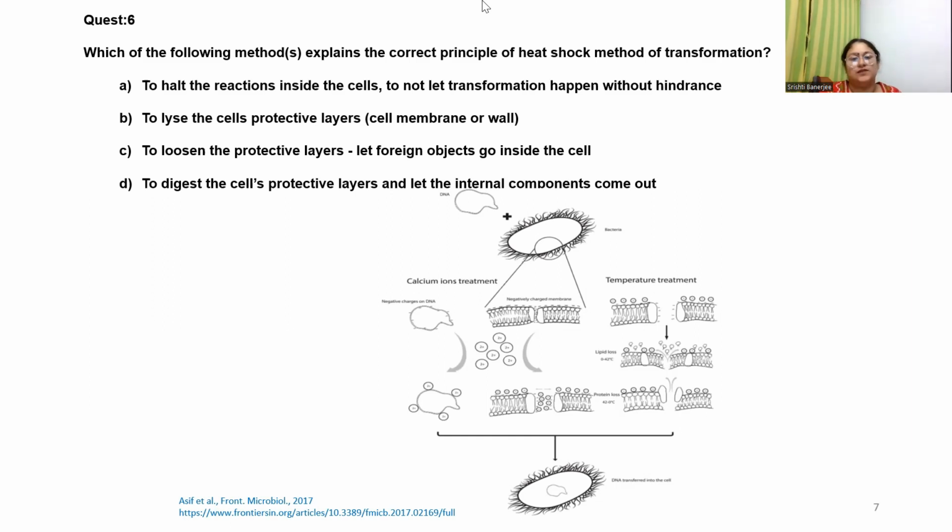Just passively observed. Soon you will do it and you'll understand the process in much more detail once you do it hands-on. Yes, it was option C. So the answer is to loosen the protective layers and let foreign objects go inside the cell. Okay, let's discuss the next question.